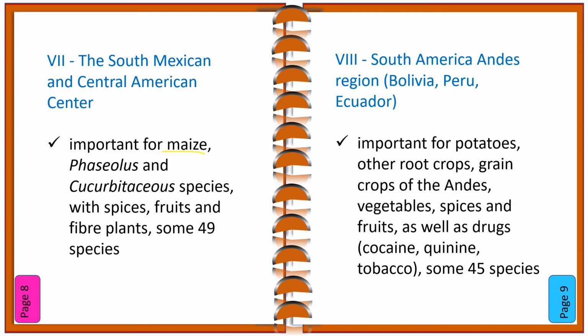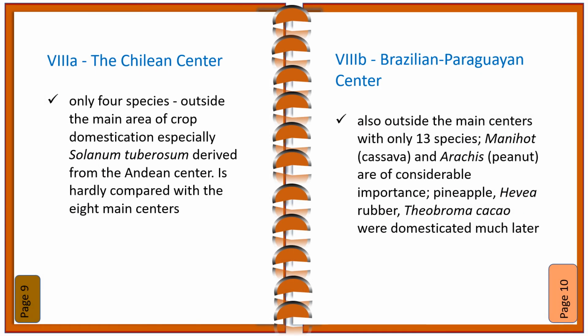Ngayon, itong center na to, meron siyang sub-centers. So, ito, Chilean Center, okay? So, sa South America na ito, although there are only 4 species that are found here outside the main area of crop domestication, but particularly itong patatas natin, the Solanum tuberosum. So, this was derived from the Andean Center. And then the Brazilian Paraguayan Center, which is also outside the main centers with only 13 species. So, dito naman nanggaling ang ating cassava.